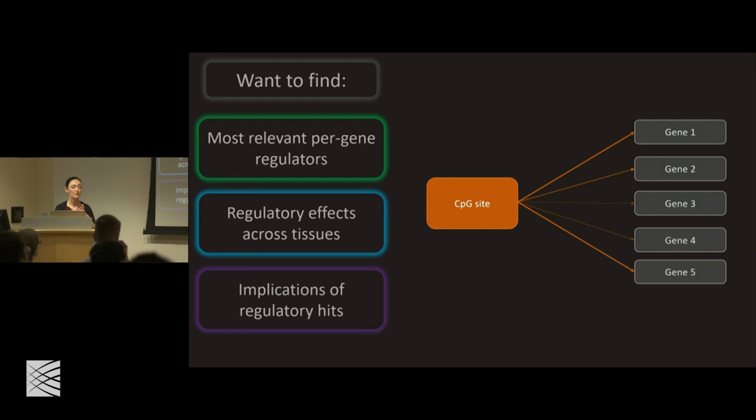If we build these models using the same CpGs in multiple different genes, can we turn it on its head and say, now we have a specific CpG site, how important is that if we want to link it to genes? Which genes are the most regulated or associated with this CpG site?